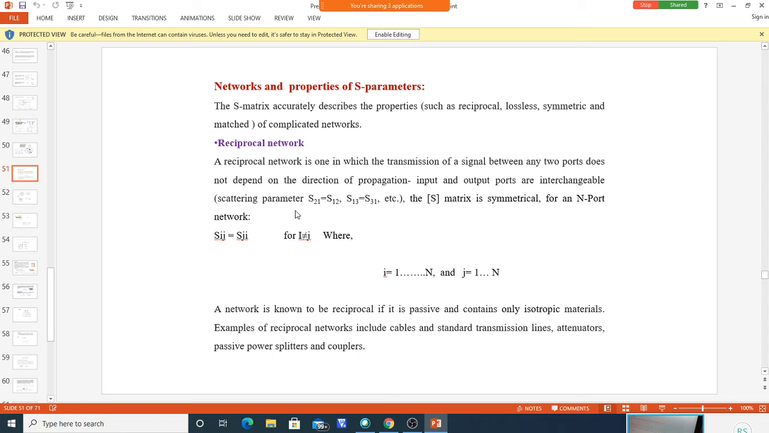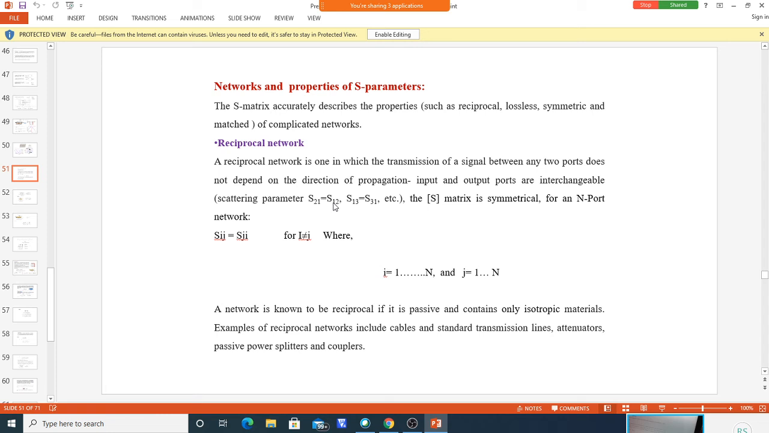We just have to do this test. For reciprocal networks, Sij is equal to Sji. You just check it in the S matrix. They will provide an S matrix and you see that Sij must be equal to Sji, where i is not equal to j. That means S21 equals S12.